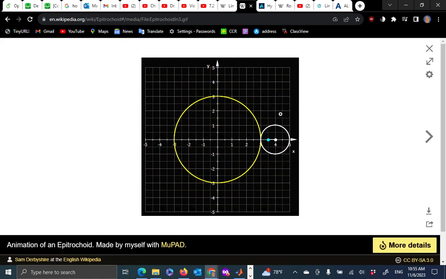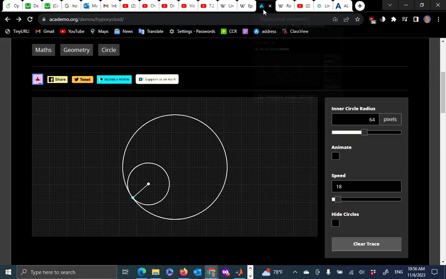This is where the two circles are not of the same size, and we can get more intricate patterns, somewhat looking like the rosettes that we are going to look at later on. So a curve rolling around another curve. Here is something you can play with.